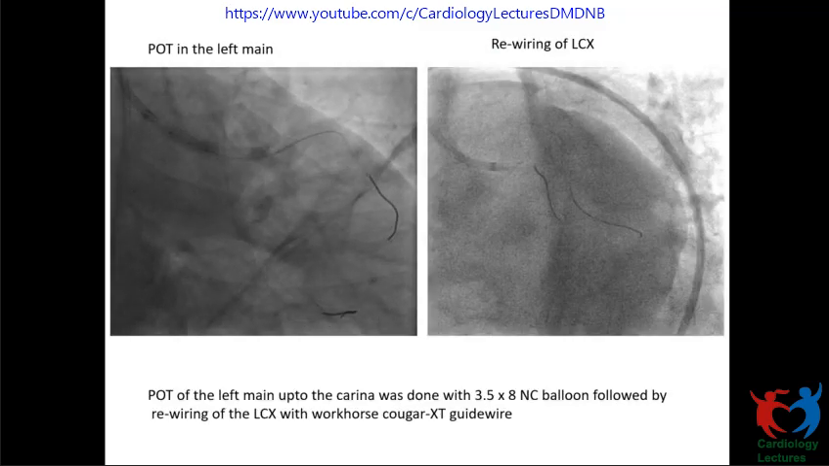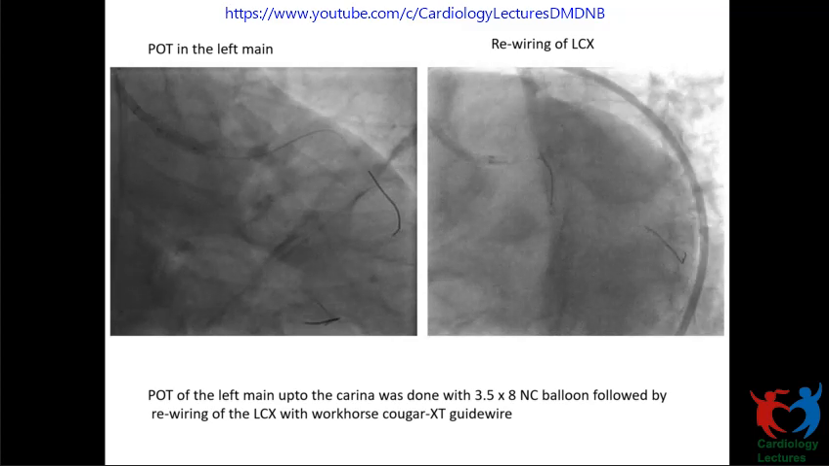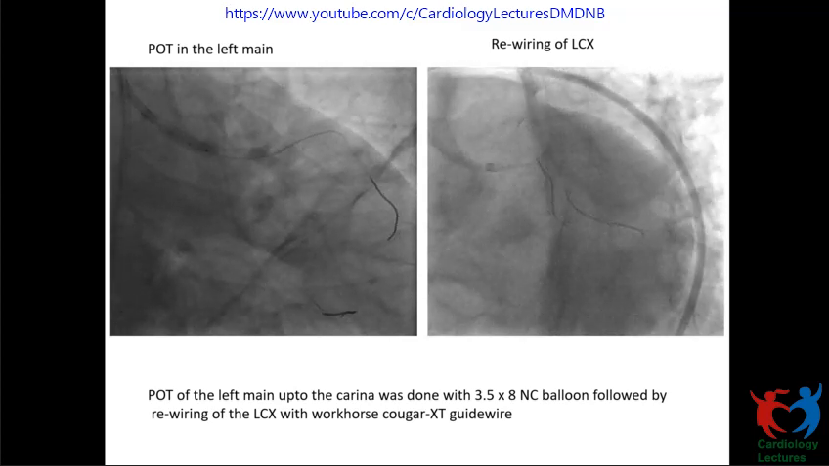After a large diameter LAD, it's hard to... what pressure did you deploy? Did you deploy at low pressure? No, we went for the optimal pressure of 12. And once the stent was deployed, we did a POT of the left main stent with a 3.5 into 8 NC balloon. Then we attempted to cross the LCX.